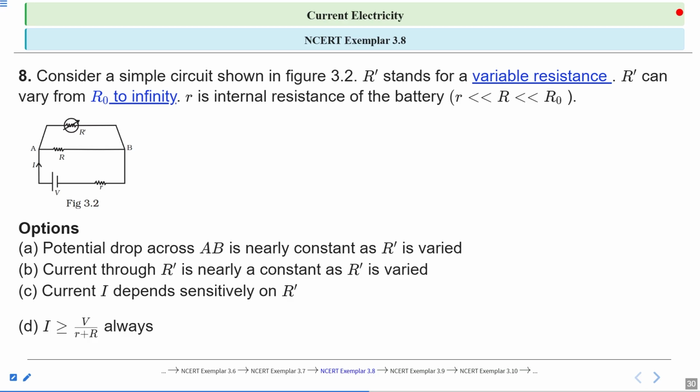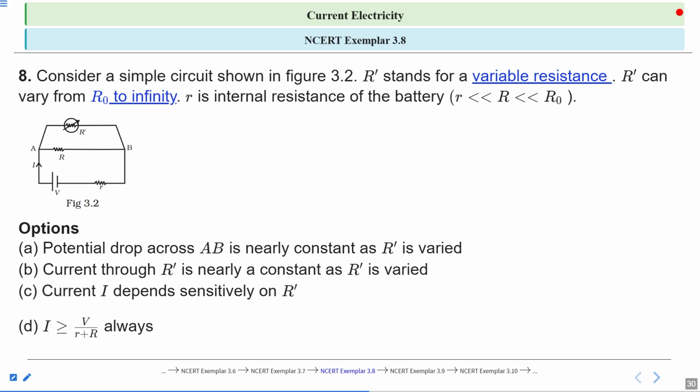So the value of R is much less than R naught. And the value of the internal resistance of the battery, small r, is much less than the fixed resistance R, as you can see in the question. So small r is much less than the fixed resistance capital R, and capital R is much less than R naught, the reference resistance we have taken. Now the variable resistance R dash can vary from R naught to infinity. Got it?